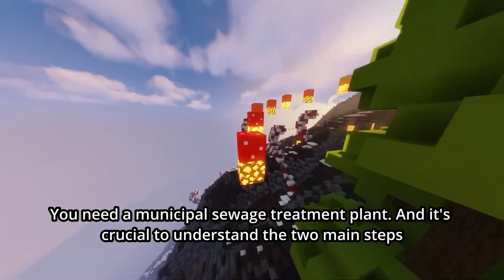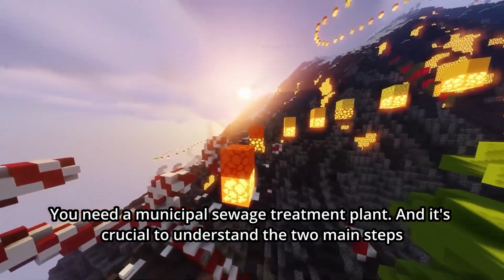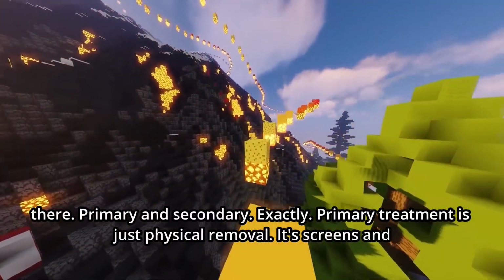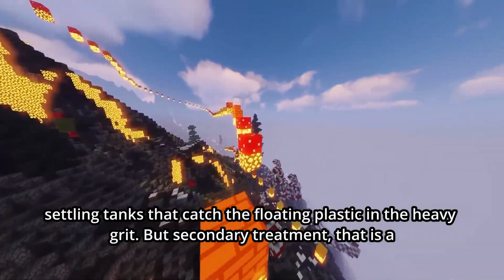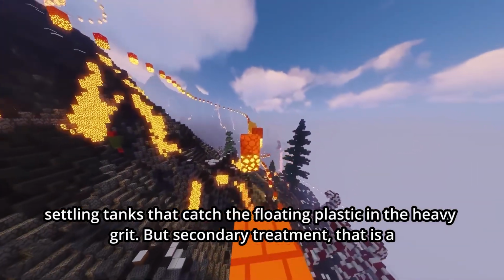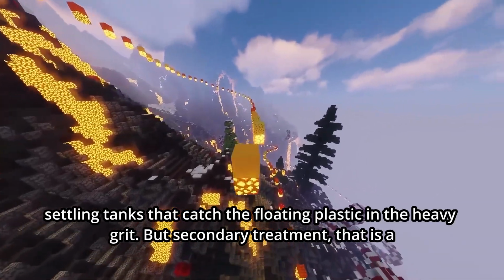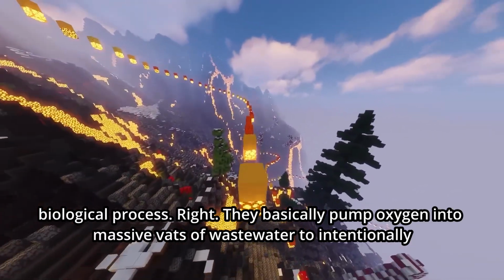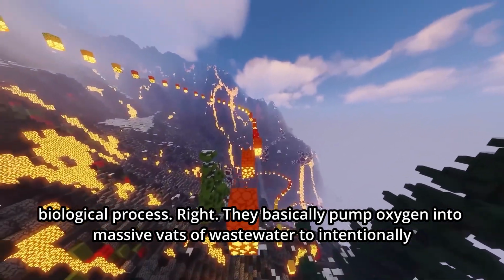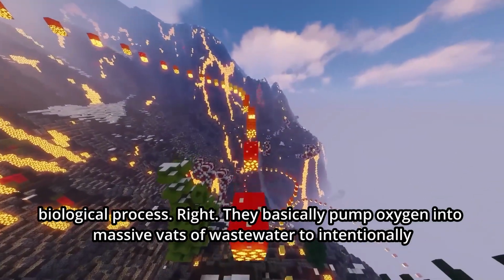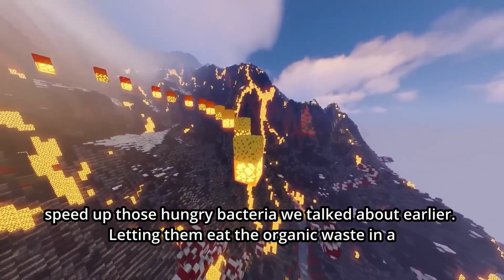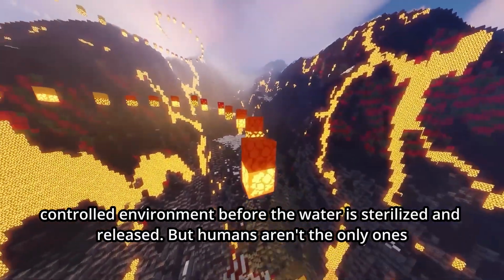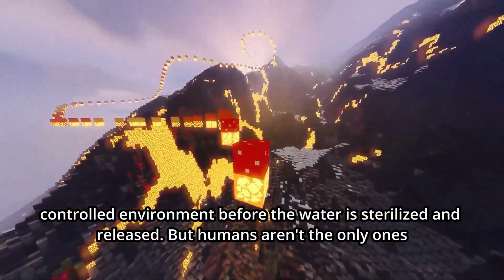You need a municipal sewage treatment plant. And it's crucial to understand the two main steps there. Primary and secondary. Exactly. Primary treatment is just physical removal. It's screens and settling tanks that catch the floating plastic and the heavy grit. But secondary treatment, that is a biological process. Right. They basically pump oxygen into massive vats of wastewater to intentionally speed up those hungry bacteria we talked about earlier, letting them eat the organic waste in a controlled environment before the water is sterilized and released.